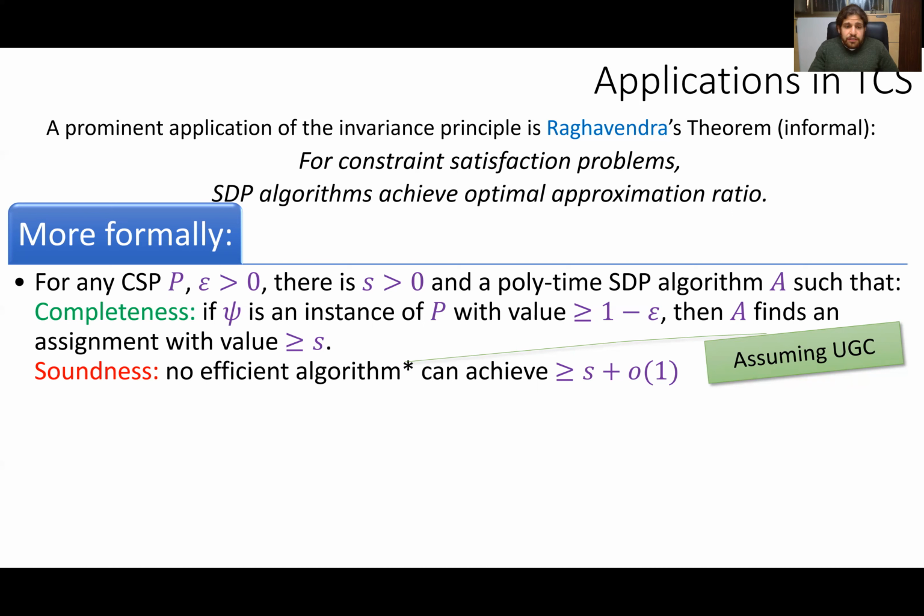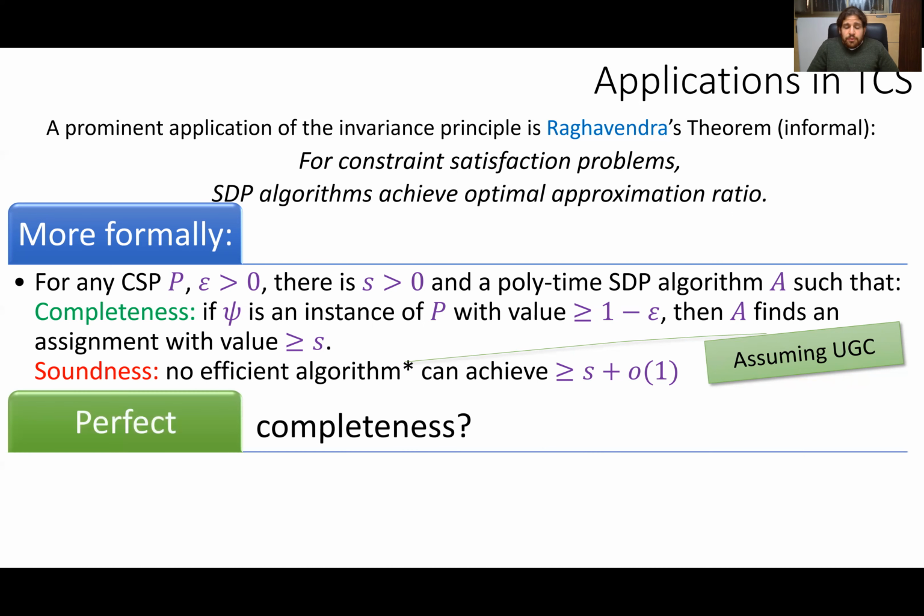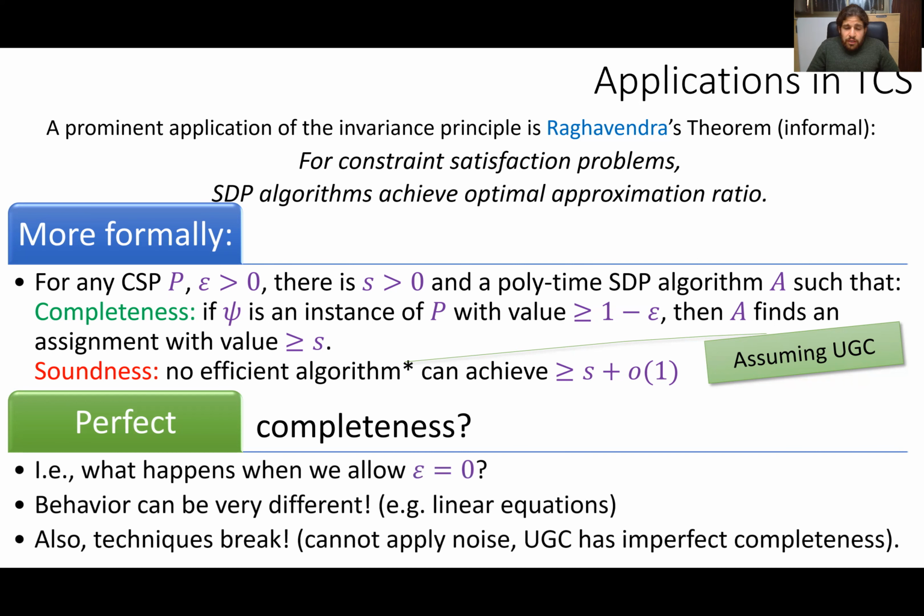And what we're after here is what happens when you demand perfect completeness. Namely, what happens when you take epsilon equals 0. So I claim this is not a mere technicality. This epsilon being greater than 0 is very crucial in several places in the proof of Braverman's theorem, but it's not a technical issue. The problem can be very, very different.